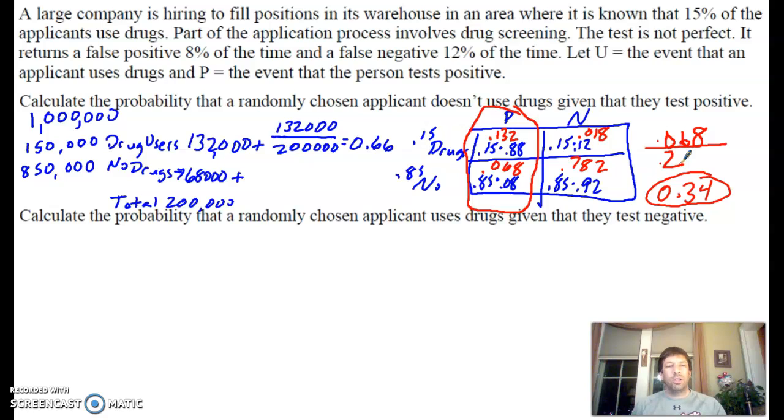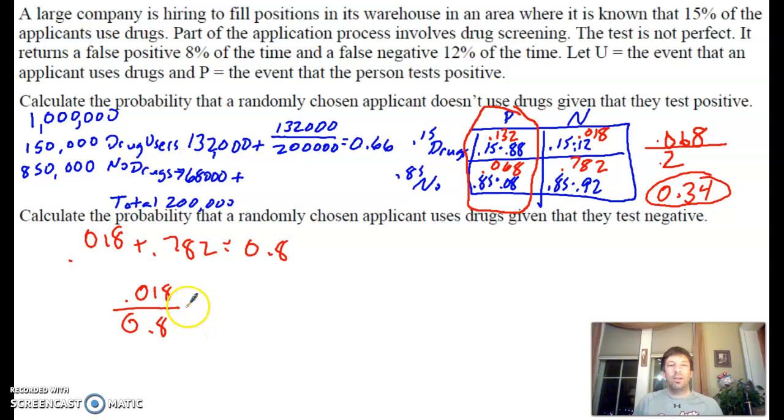Let's look at the other question here. Calculate the probability that a randomly chosen applicant uses drugs, given that they test negative. So now we're given this negative test result. So if we add up the 0.018 plus 0.782, we get 0.8. So we're saying 80% of applicants are going to return with a negative test result. Of those, 0.018 of them are using drugs.